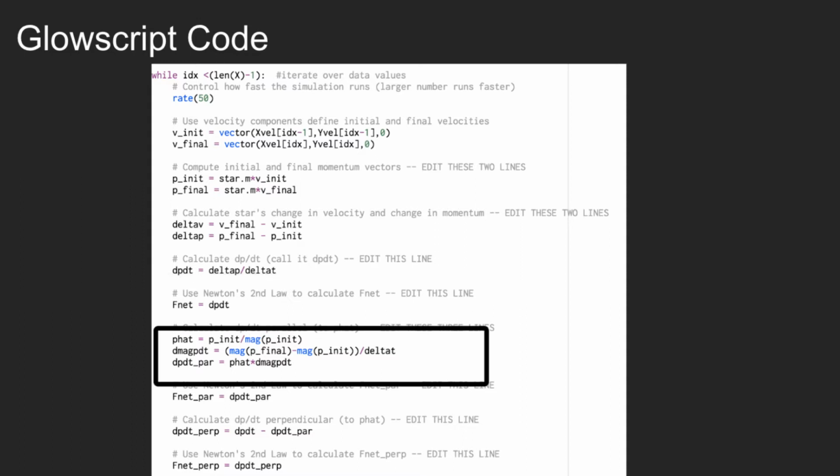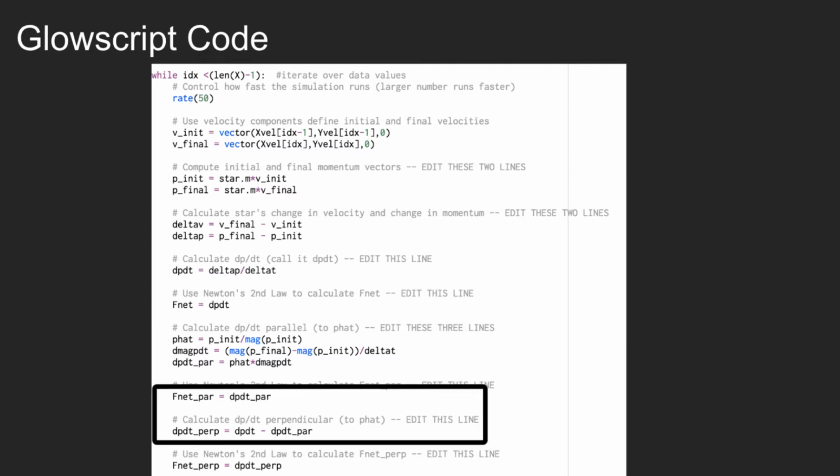We then need to find our parallel and perpendicular components. We first find p hat, which is our unit vector. You get this by dividing initial momentum by its magnitude. To find the parallel component, we need to find the change in magnitude of the momentum and divide that by delta t, and then multiply that by our p hat vector. This will represent the change in momentum, thus also representing our change in velocity.